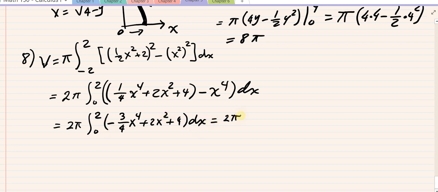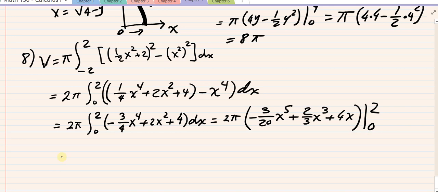Integrating piece by piece, the first one, the integral of x to the 4th is x to the 5th over 5, so that's going to be 3/20 of x to the 5th, plus 2x squared, that's going to be x cubed over 3, 2/3 x cubed, right? And the integral of 4 is just 4x. Limits of integration run from 0 to 2.